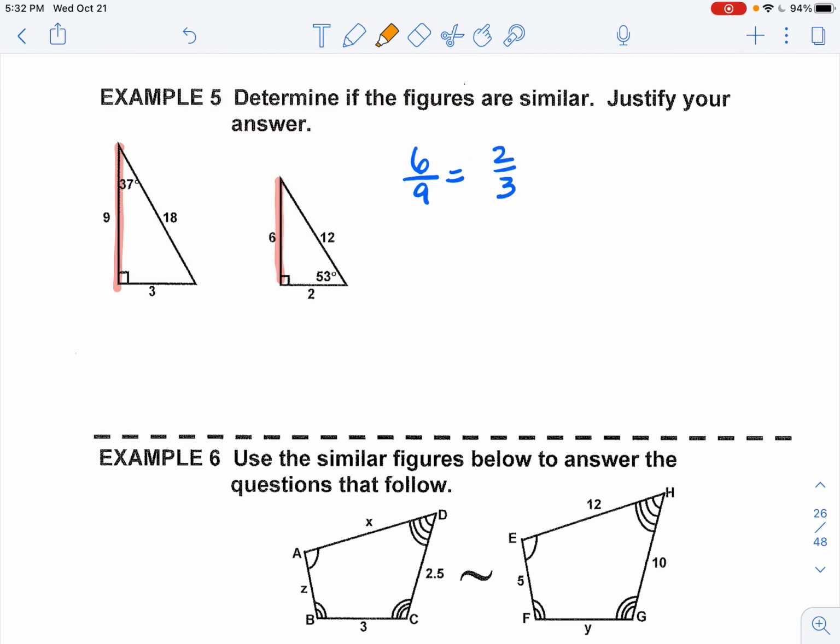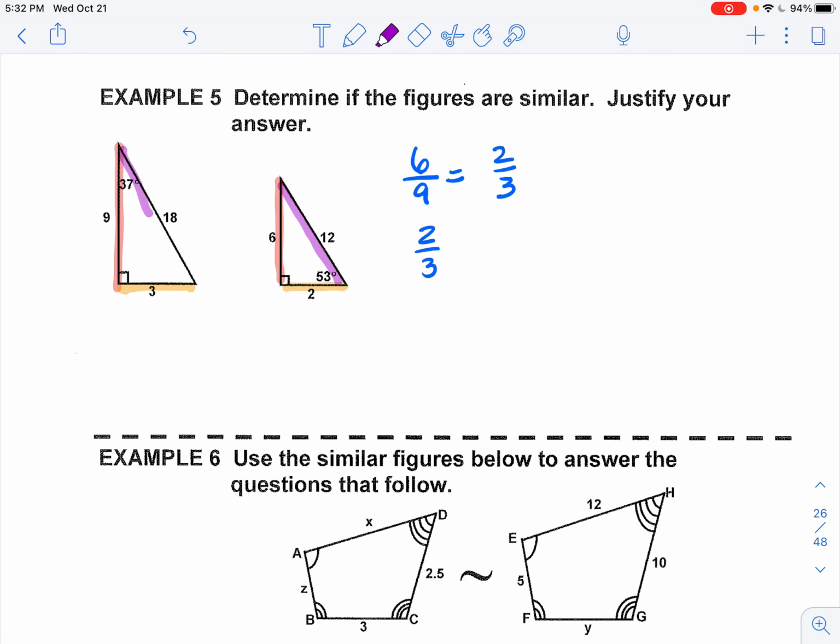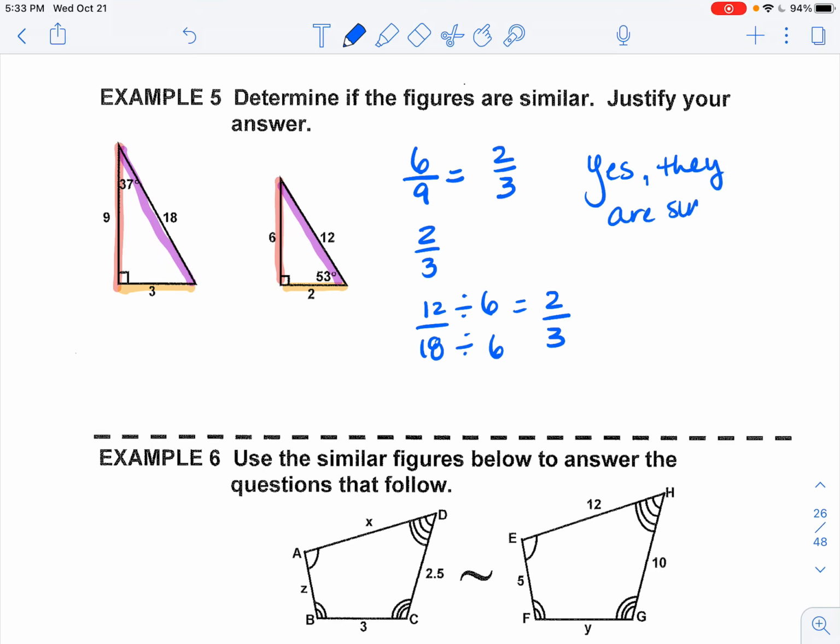Now let's take another side. The new over the old, well, that guy is already 2 over 3. And then the last one, the new over the old, 12 over 18. I can divide both of these by 6, and that gives me 2 over 3. So yes, these are proportional, they are similar, and the proportion is 2/3.